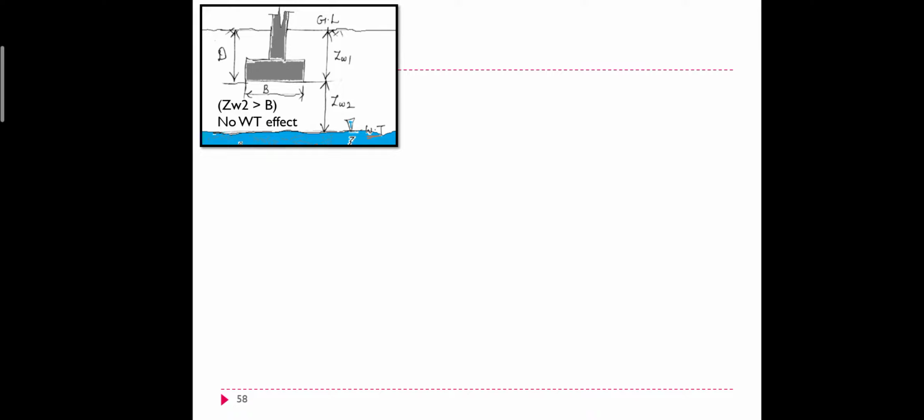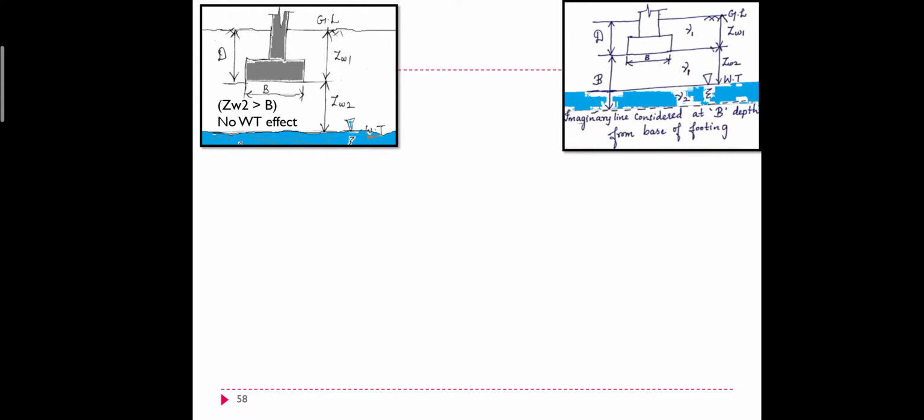Then the second case of water table. In the second case of water table, the water table rises somewhat more. It is risen somewhat more.